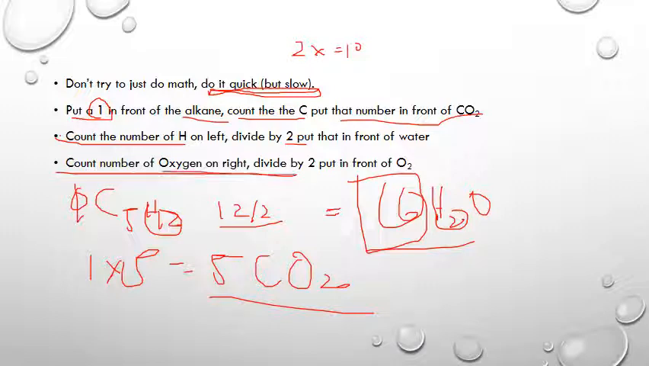And as for oxygen, it's the same way. You count up the oxygens on the right, divide them by 2, and put it in front of the O2. Okay. So for hydrogen and oxygen, you just count up the total and divide by 2.